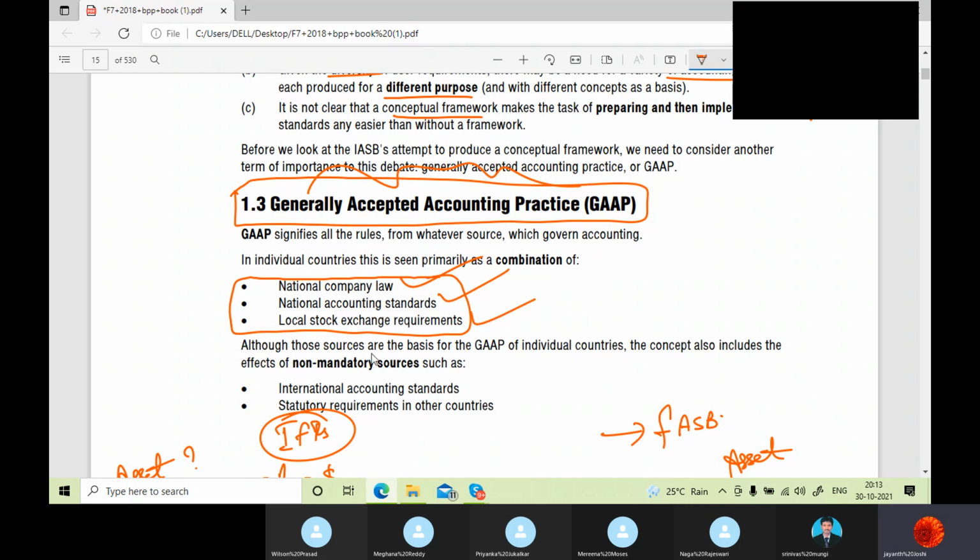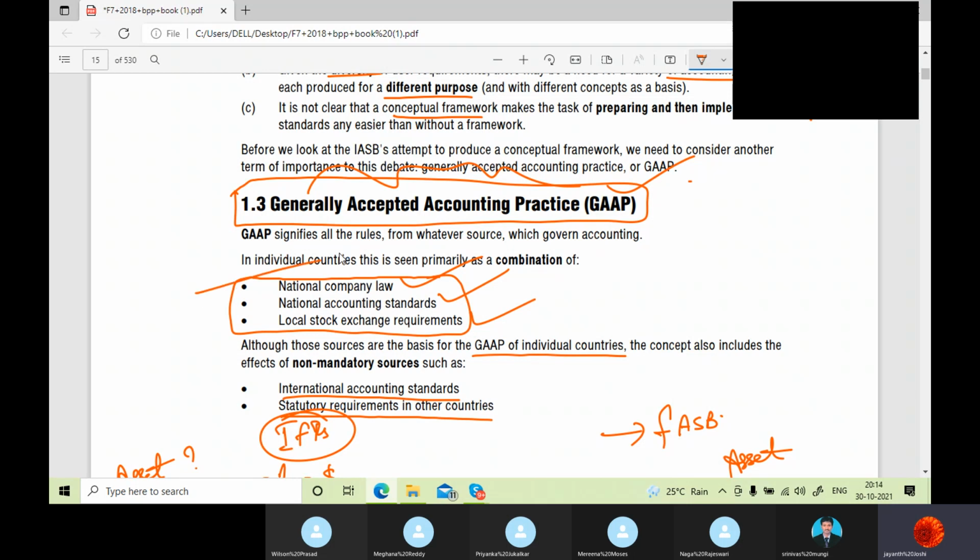Okay, although those sources are the basis for GAAP of individual countries, the concept also includes some non-mandatory sources, that is international accounting standards and statutory requirements in other countries because of the MNCs which are operating in different countries. So GAAP is a combination of all these things. If you follow GAAP, things won't go wrong. That's the reason why every country follows the generally accepted accounting practices, correct? We have Indian standards, Indian GAAP, correct or wrong? US GAAP. So it's a combination of what?